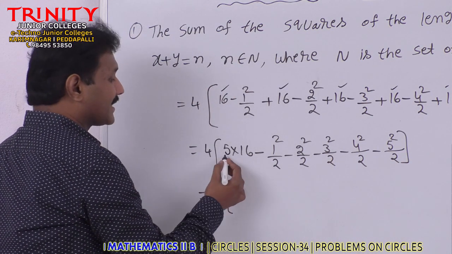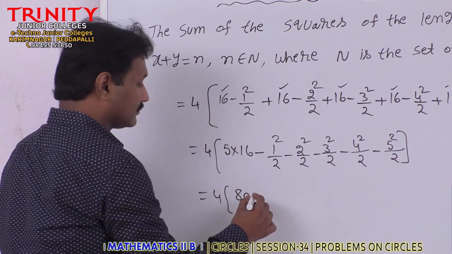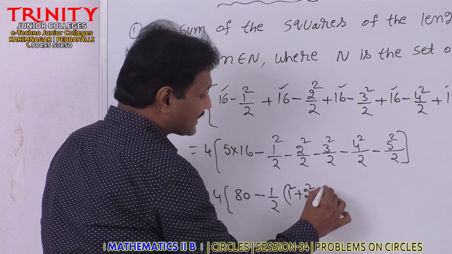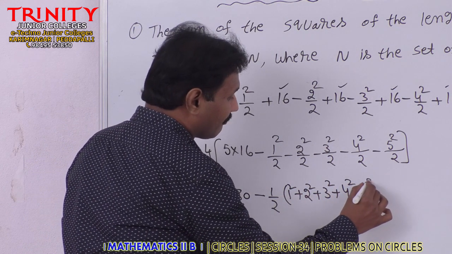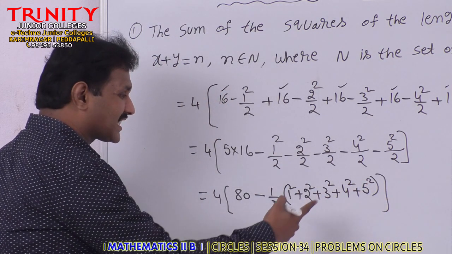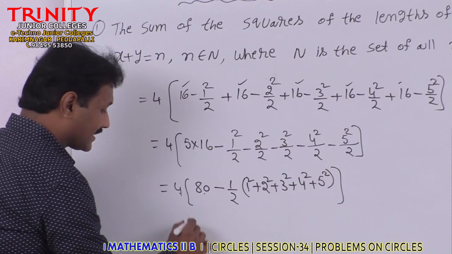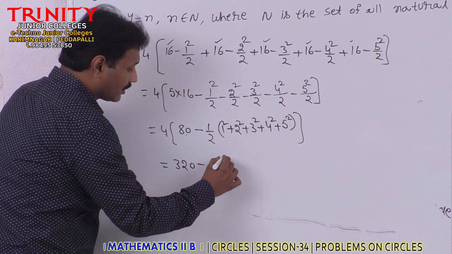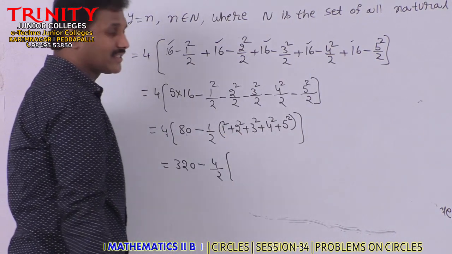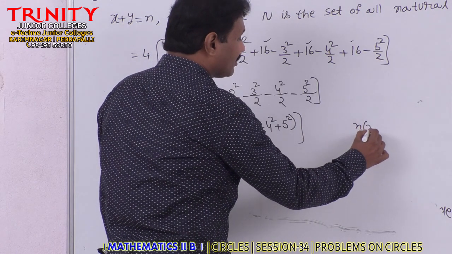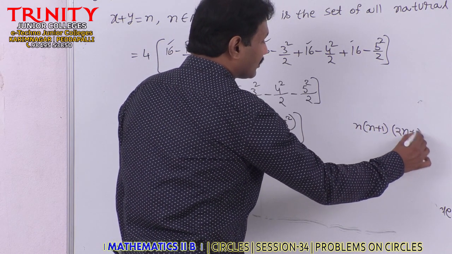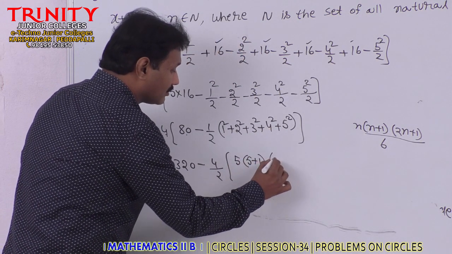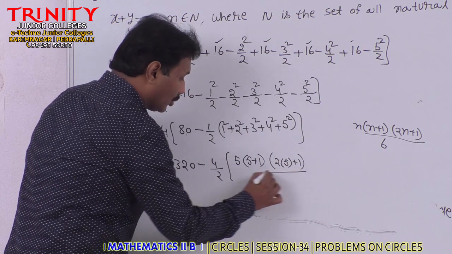4 into 16 5s is 80, minus 1 by 2 common, 1 square plus 2 square plus 3 square plus 4 square plus 5 square. This is the sum of the squares of the first 5 natural numbers. 4 into 80 is 320 minus 4 into 1 by 2 into the sum of the squares of the first 5 natural numbers. The formula is n into n plus 1 into 2n plus 1 whole divided by 6. Here n is 5: 5 into 5 plus 1 into 2 into 5 plus 1 whole divided by 6.